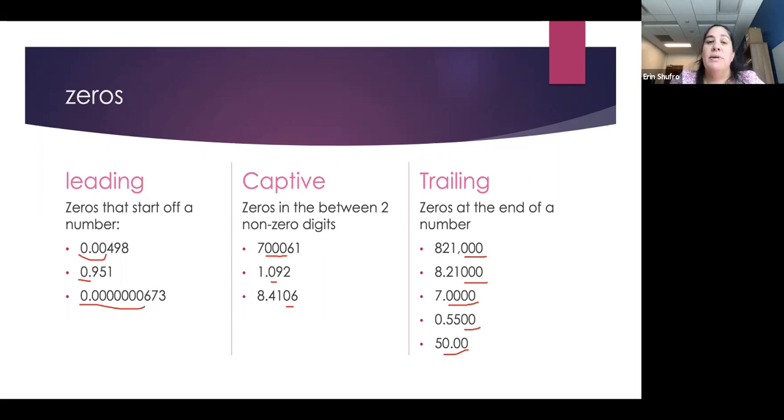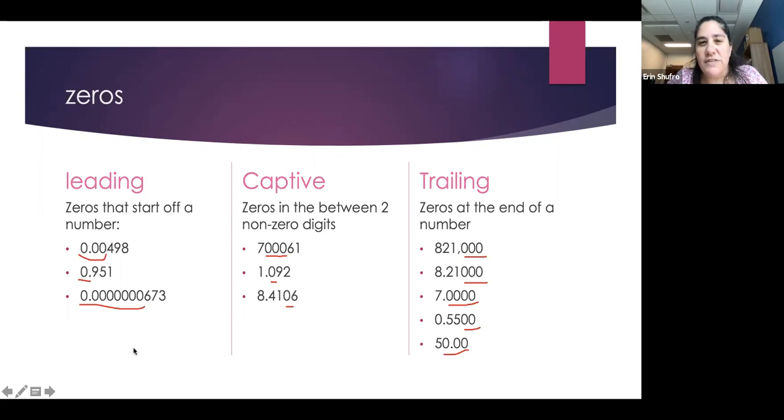Now, I want to be really clear about this because this is the biggest mistake I see students make. It doesn't matter where the decimal point is, okay? It does not matter the location of the decimal point. It is only if there is a decimal point, then trailing zeros all count. No decimal point, no count, okay?